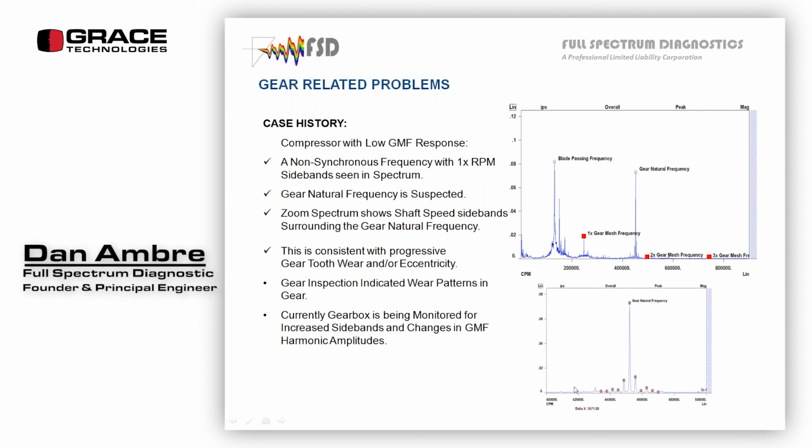So this signature can show up anywhere. If it's a gear natural frequency, it's based on mass and stiffness. So it doesn't have to be anywhere. It just, whatever the mass and stiffness distribution is, and whether it's excited or not, are the parameters.